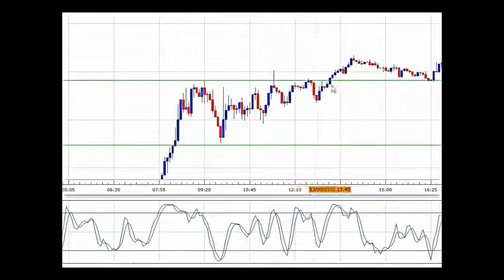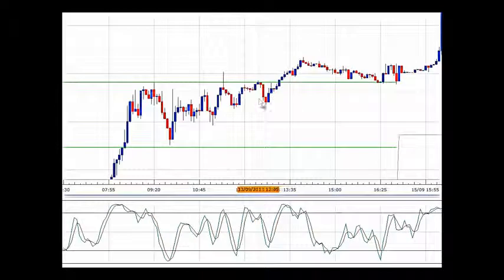What happened here is the price moved up. As it moved up, you can see it breaks the resistance level, and this level now turns into new support.